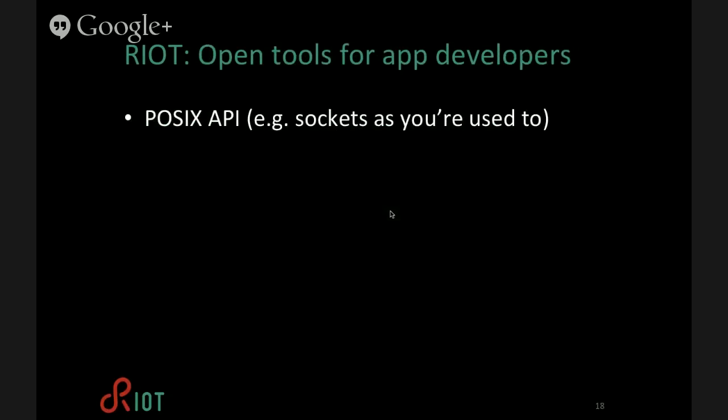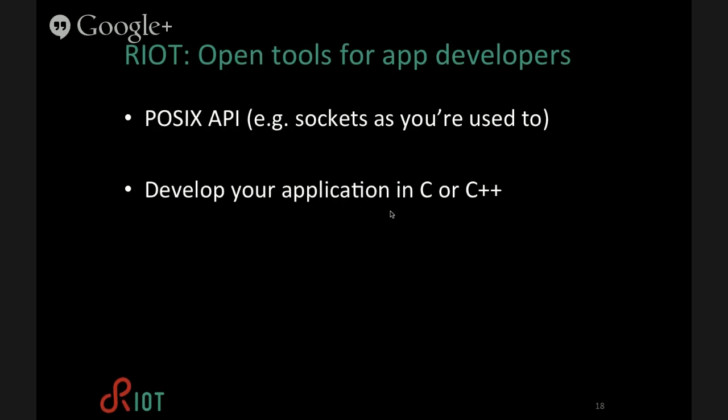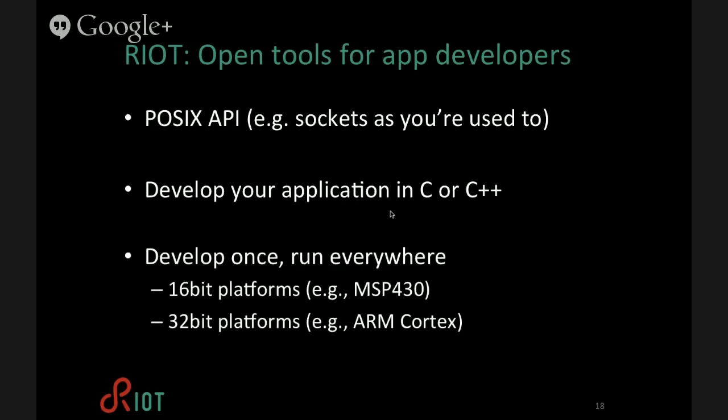The main message here is that with RIOT, and that was our main goal, as a developer you can easily use the stuff that was coded for Linux. You're going to code to an API that you already know, with POSIX sockets like you're used to. You can develop your application in ANSI C or C++ like you're used to on Linux. And if you develop once, you can run everywhere on all the devices supported by RIOT, from 16-bit platforms to 32-bit platforms.